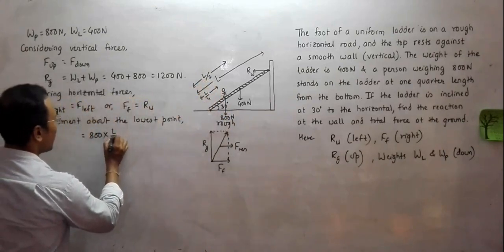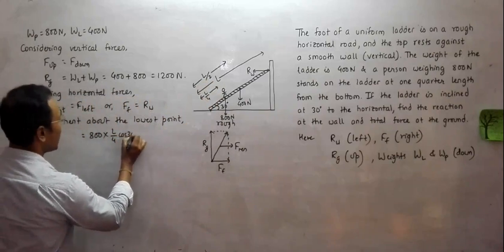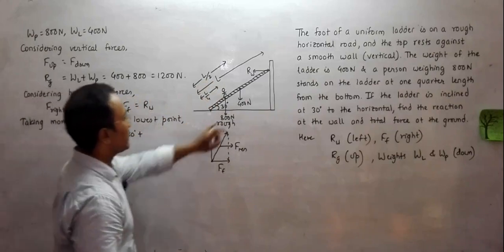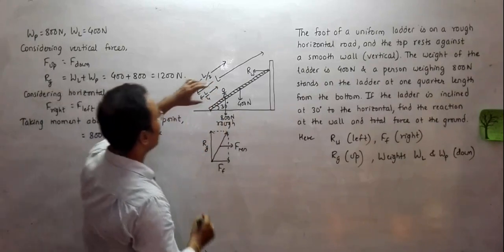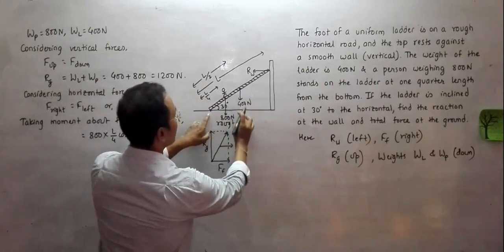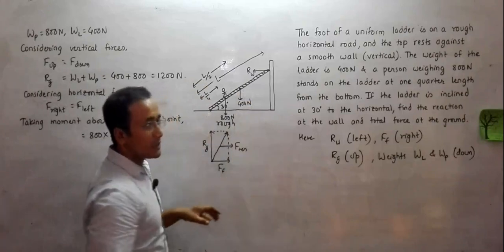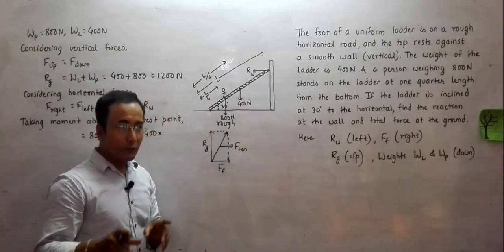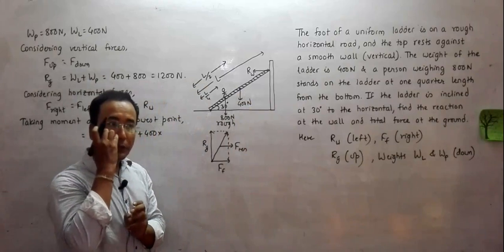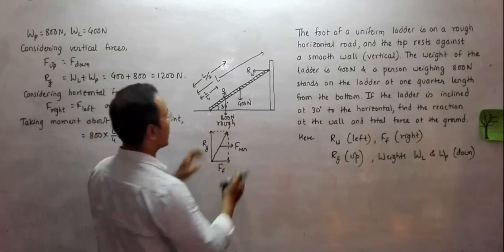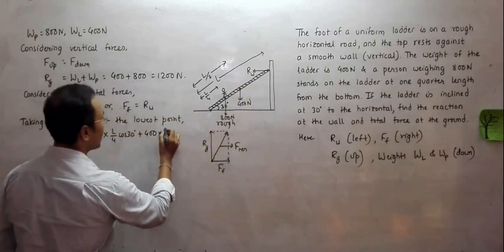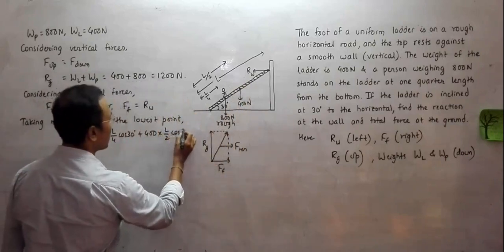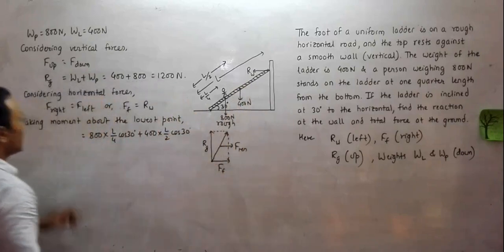So it is equal to L by 4 cos 30 degrees, plus next is this 400 Newton. So it is 400 into this distance. This is the distance, because the distance is the perpendicular distance from the fulcrum to the line of action of the force. So this will be equal to L by 2 cos of 30 degrees.